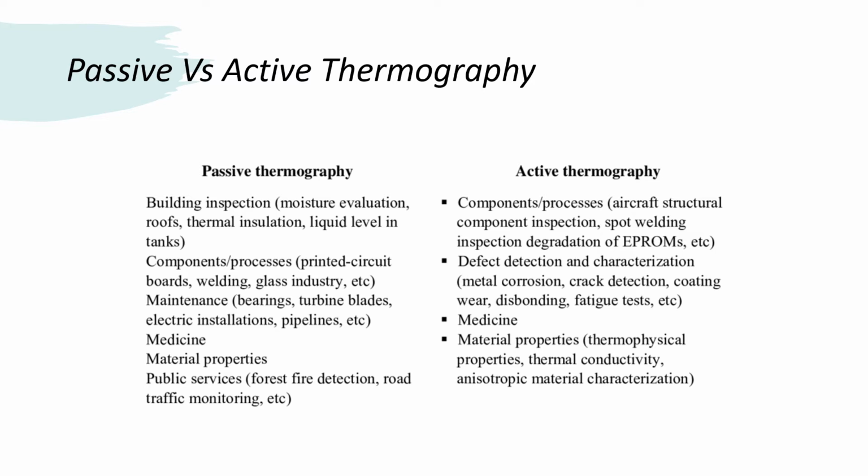Passive thermography is used for components in the process, basically for the printed circuit board, welding and the glass industry. For defect detection and characterization, active thermography is used. That means metal corrosion or crack detection, coating wear, disbonding and fatigue tests. Both are used for medical purposes.